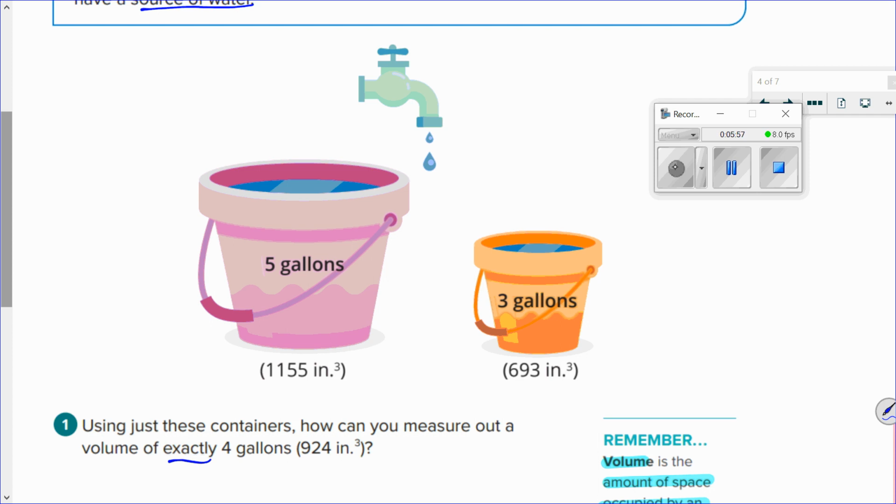Gallons. And then you want to add that to itself, which would be 4 gallons, which would be 924. Okay, so you gave me the measurements, but how can I measure just using these containers exactly 4 gallons? So you did it mathematically, but I only have these 2 containers. How can I get exactly 4 gallons?